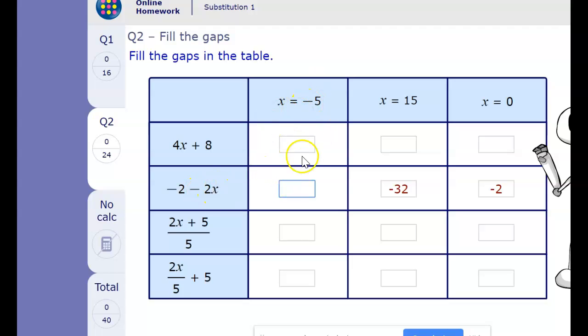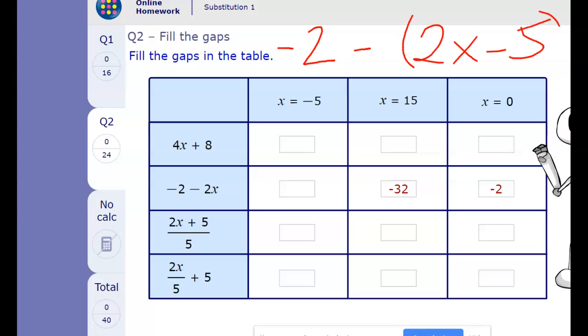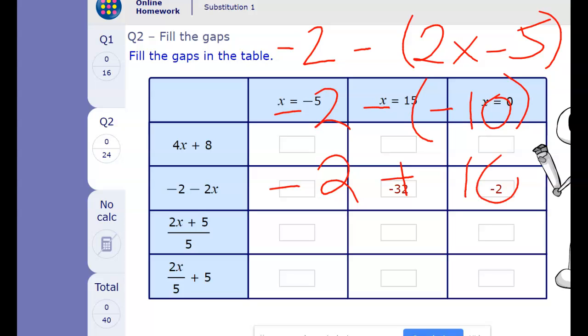So I've got a lot of negatives going on here. For this one, I would do minus 2 minus, and I'll put it in brackets just to make it easier for me to follow, 2 times negative 5. So that is negative 2 minus negative 10. Then I remember a negative makes a positive, so that's minus 2 plus 10. And then you need to think about your number line. So if you start from minus 2 and you add 10, you actually end up at 8.